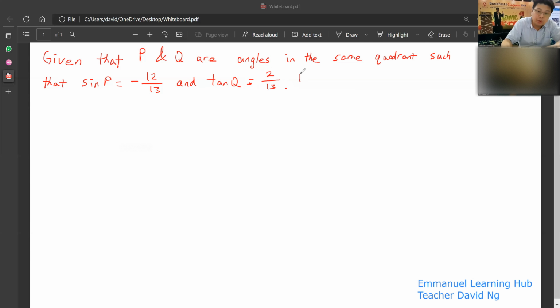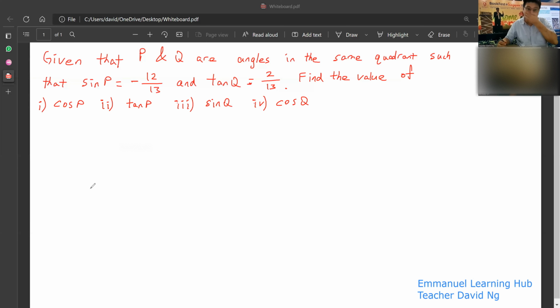Okay, find the value without using calculator. Find the value of part 1, cosine P; part 2, tangent P; part 3, sine P sine Q; part 4, cosine Q. Okay? That's the question now. Without using calculator.